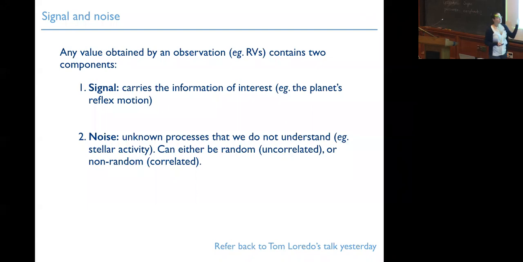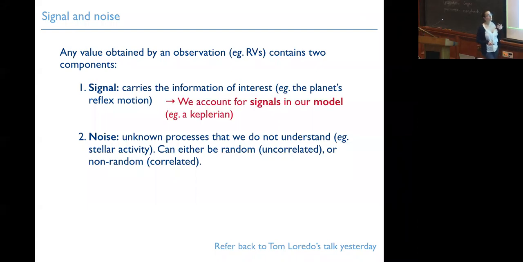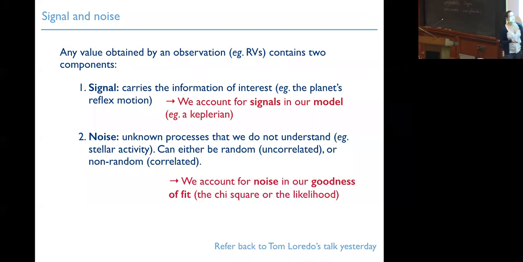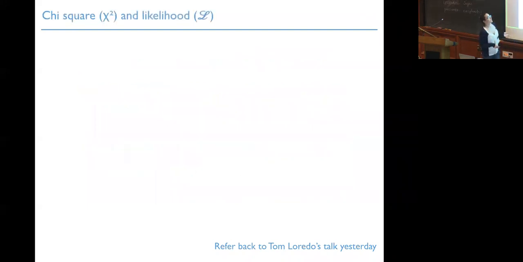The noise can either be random, so that's the uncorrelated noise, or it can be correlated. The way we account for signals is that we model them. For example, the reflex motion from the planet's presence around the star, we account for using a Keplerian. And the way we account for noise is through the error bars, and that is determined in our goodness of fit, so the chi-square or the likelihood.